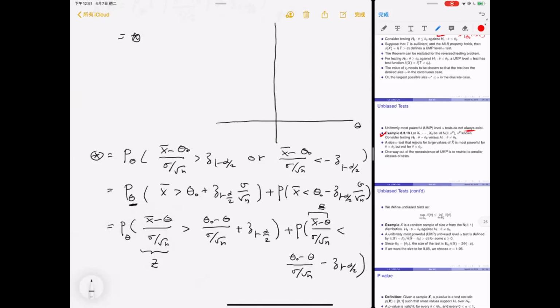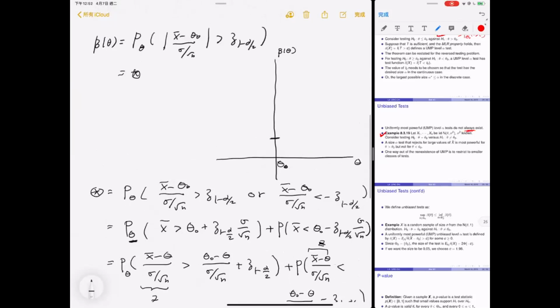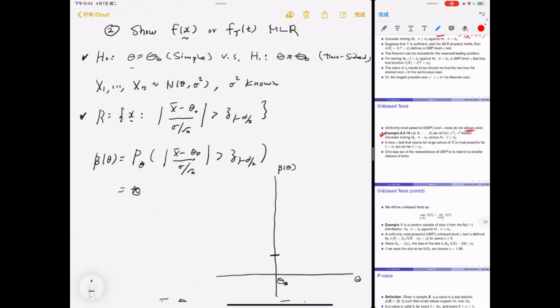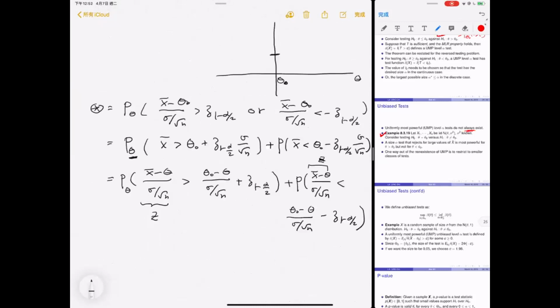And then we are going to use those two probabilities to evaluate what's going on. For example, first, if I really have theta as theta naught right here, which basically means my theta is under the null space, what happens? If you replace your theta with theta naught, say if theta equals theta naught.